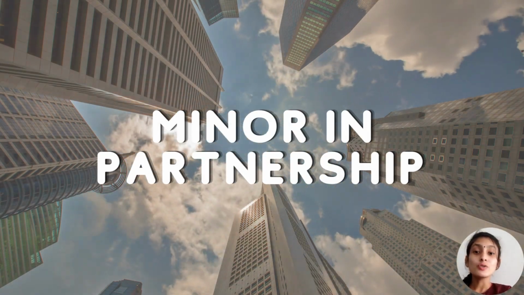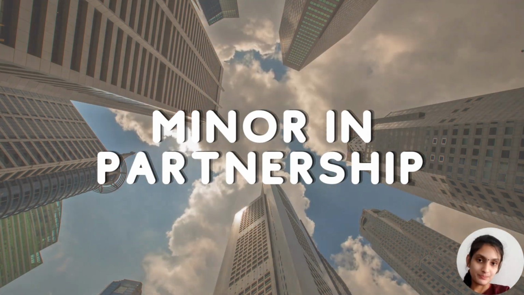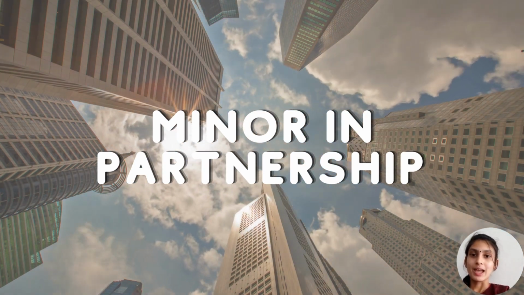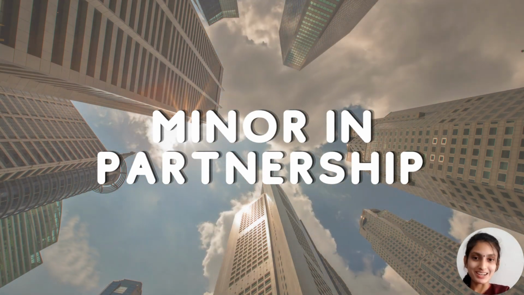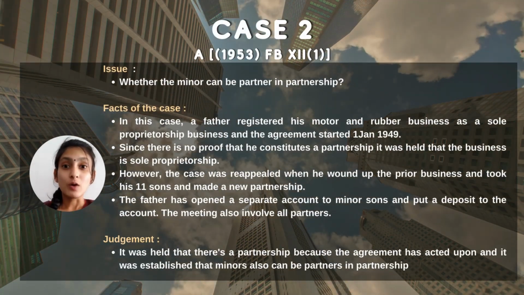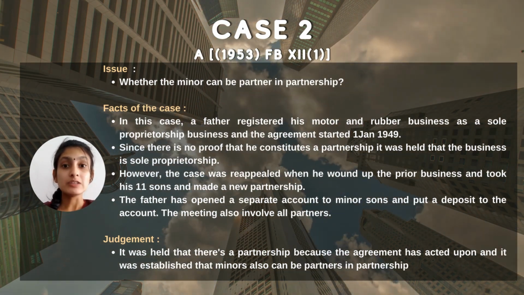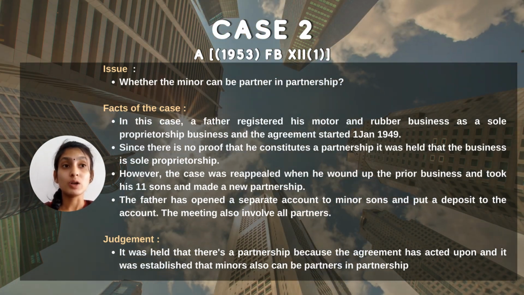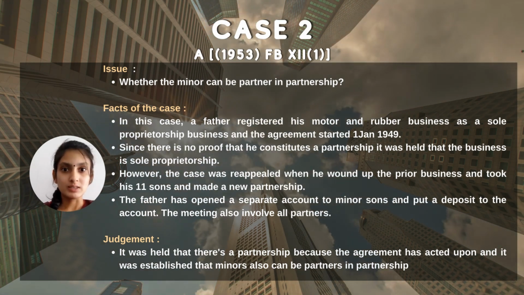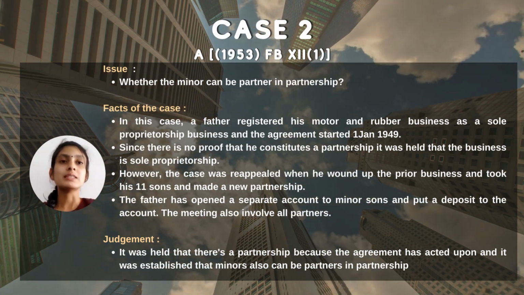Okay, so we are going to look at the second case of this presentation based on the previous slide, the contents about the limits to the number of partners and minors in partnership, and this case is specifically about minors in partnership. So let's look at the case. Okay, so the name of the second case, case 2, is A 1953 FBX 11 subsection 1. There are no versus in this case's name, and it's stated like this in the book also. So this is the name of the case.